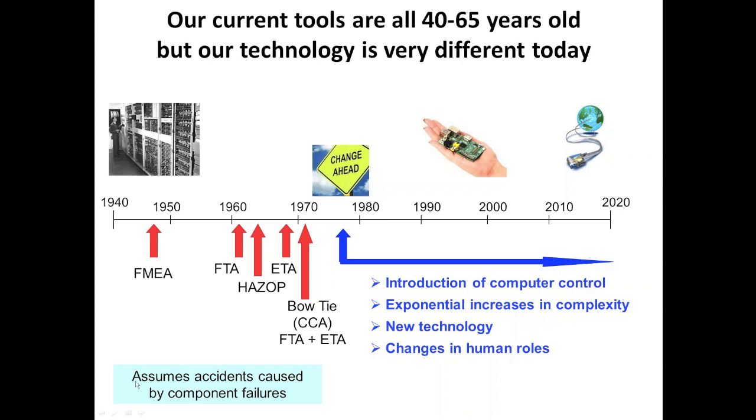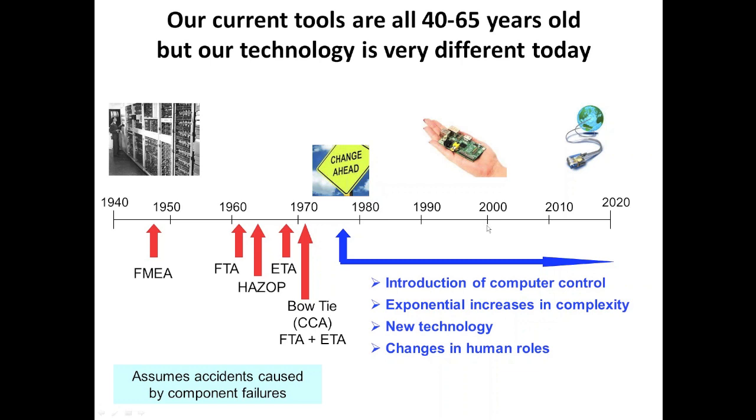And all of these assume that accidents are caused by component failures. And that was true for most of those systems, and we'll talk a little more about it. In the late 70s, all of a sudden, people started using computers in control, which resulted in exponential increases in complexity, lots of new technology, new ways of doing things, and changes in the way humans work in systems. So for most of us at the very beginning, and probably a lot of people still, the idea was that they would take these old techniques and just extend them to computers and into the new roles of humans in systems. And I worked on that for a long time myself.